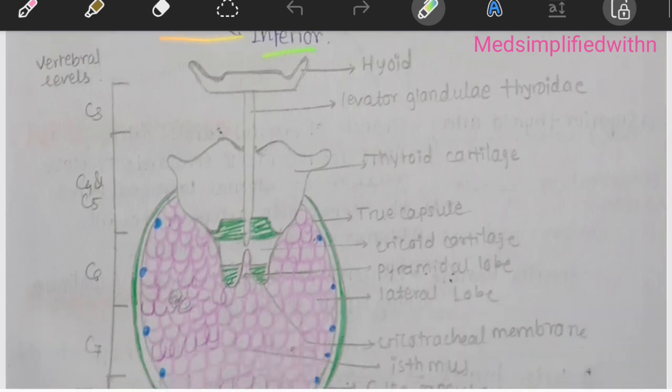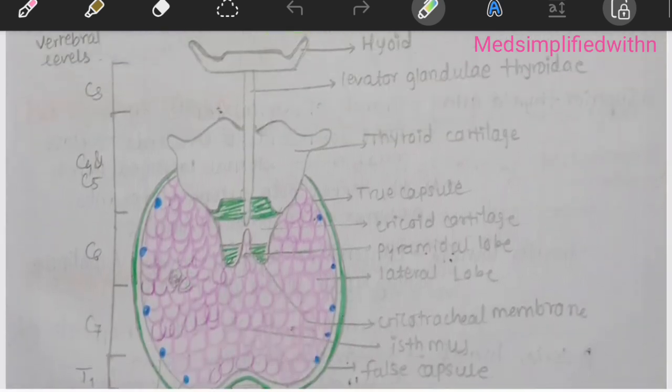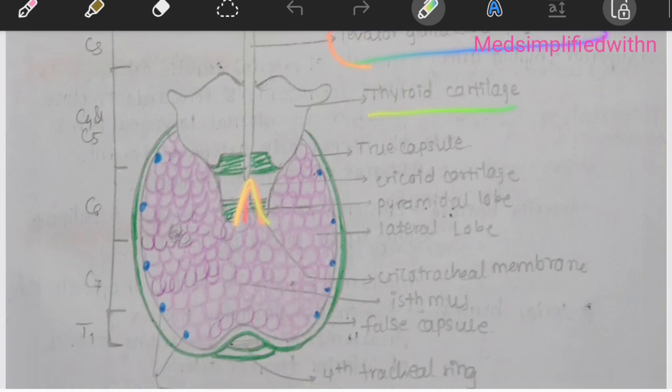Here is the diagram. See, this is the hyoid bone. This is the fibrous band that connects to the pyramidal lobe. This is the pyramidal lobe, and this band is the levator glandulae thyroidae. This is the thyroid cartilage. This is the midline, this is the true capsule, and this is the cricoid cartilage and pyramidal lobe.